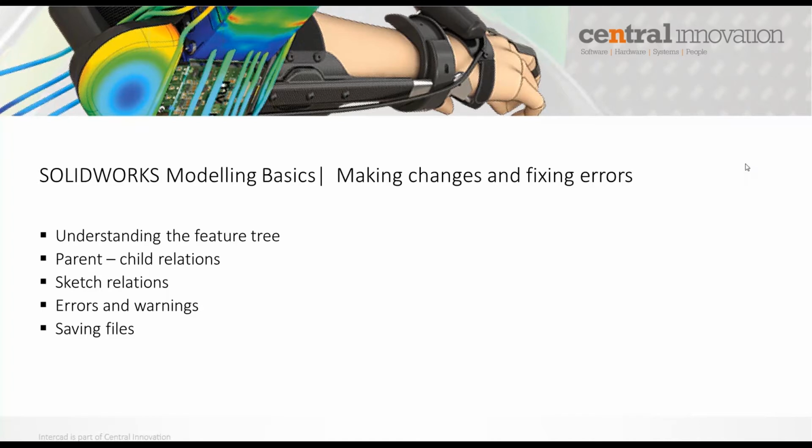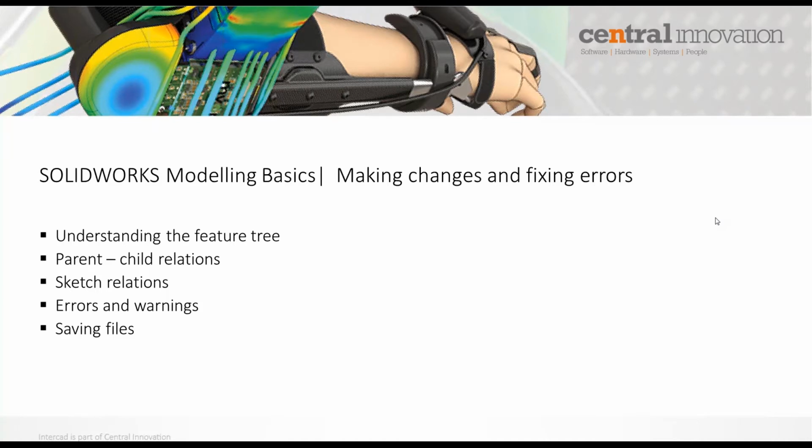So first of all, we have to have a look at the feature tree and understand something called parent-child relations, which will be indicated in various ways. We'll be focusing on that later on. Also, if you were to modify any features or sketches, you need to understand how the sketch relations are built as well. And there should be a way to interpret errors and warnings which may pop up in case a sketch relation or any feature relations are broken. Lastly, I will be covering how you would save the file and how the references are maintained between drawings and parts or assemblies.